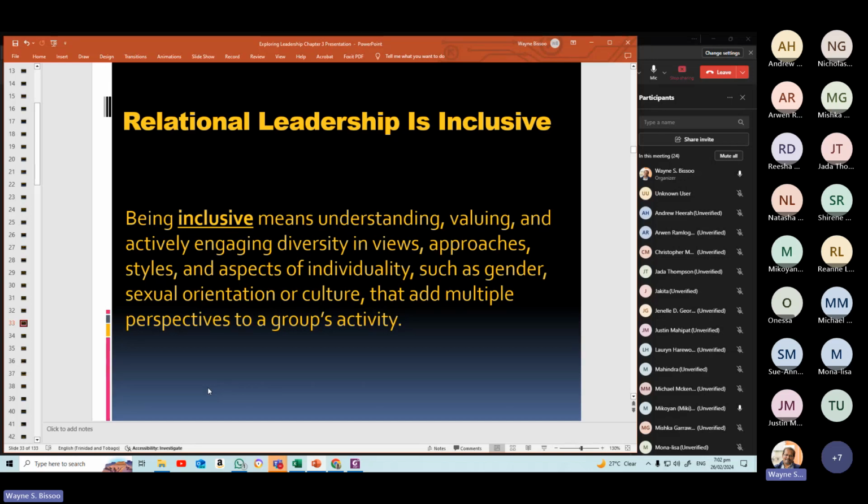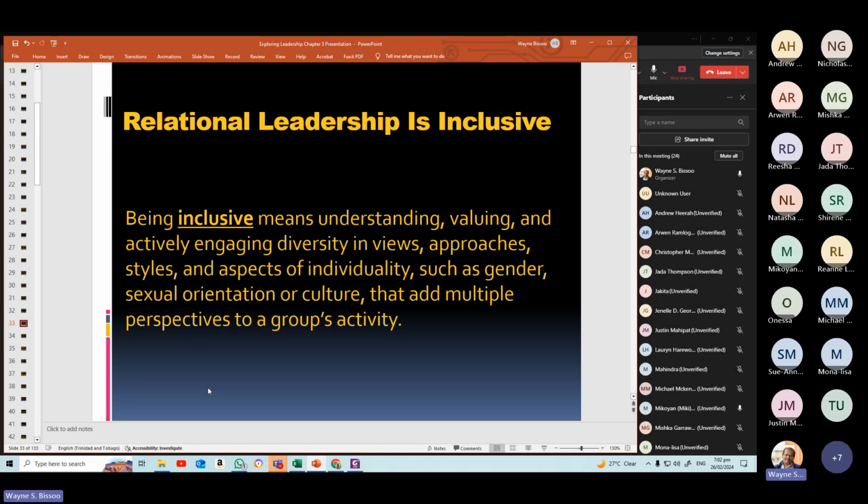Now, second element, relational leadership is inclusive in nature. Inclusive means understanding, valuing, and actively engaging diversity in views, approaches, styles, and aspects of individuality, such as gender, sexual orientation, or culture, that add multiple perspectives to a group's activity.